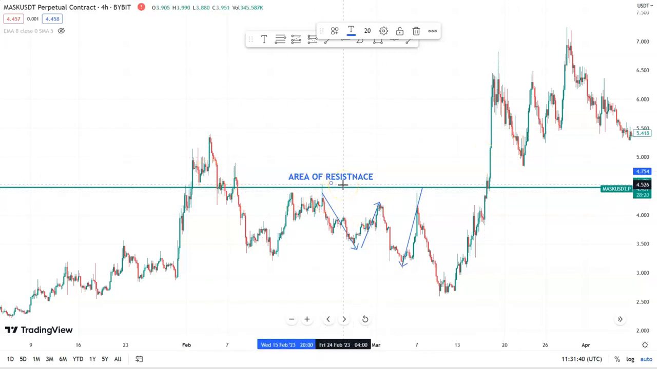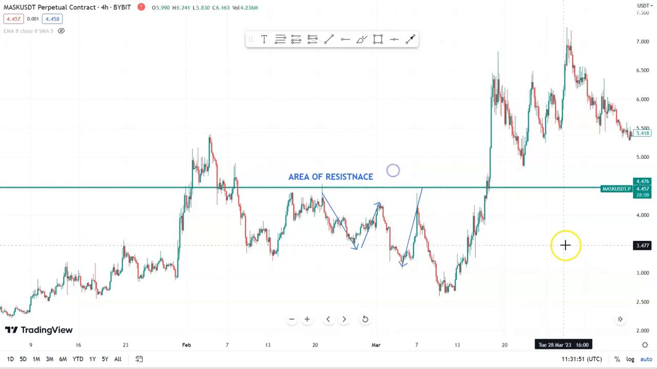And why do we call it resistance? Because anytime the price comes to this area, it resists the price. It stops the price from moving upward. You understand? That is the concept of support and resistance. And then let's go to support.